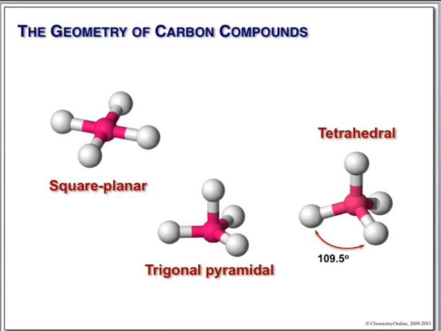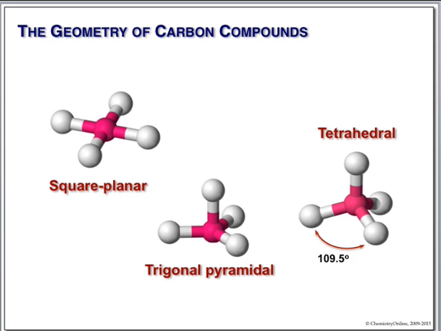We could take our valence of 4 and arrange it in at least 3 ways. We could do square planar, trigonal pyramidal, or tetrahedral. Now, squares and pyramids are taught in kindergarten. Nobody ever teaches tetrahedral in kindergarten. I don't know why. Very important.